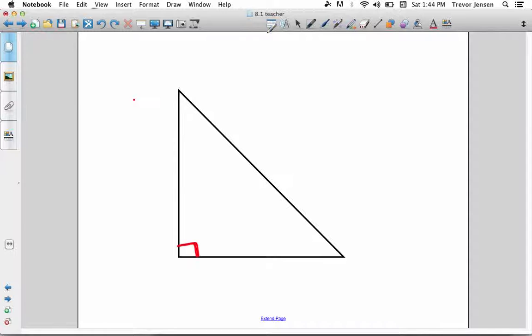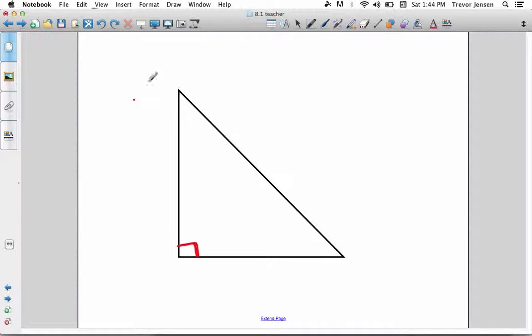Why are right triangles important? Well, Pythagorean Theorem only works when working with right triangles. And what Pythagorean Theorem does is allow you to find a missing side length of a right triangle when given the other two side lengths. So now, let's talk a little bit more about right triangles. There's one more important thing we have to remember about right triangles before I remind you about the Pythagorean Theorem.